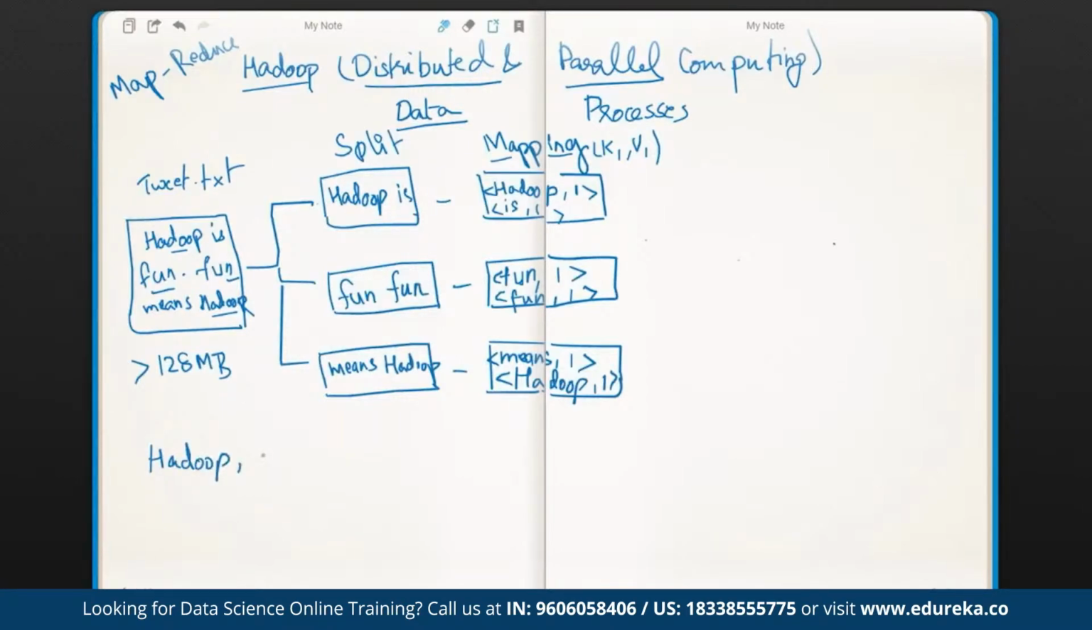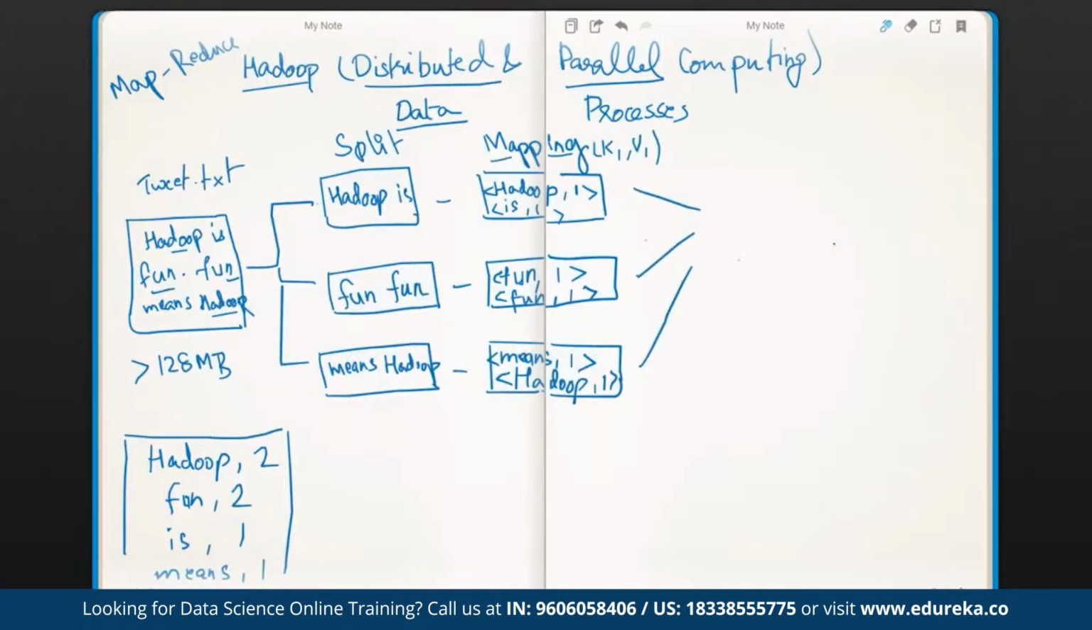Hadoop is appearing twice. The word fun is appearing twice. The word is appears once, and the word means appears once. So this is the final output I am looking for. But at this particular step, I am a bit stuck. How do I now combine the outputs? At this moment, we have to merge everything together, which is the operation we call shuffle.